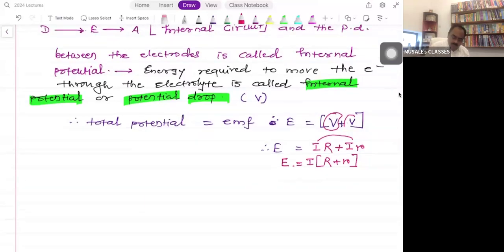V is only I into R, external resistance. Small v is the potential drop. It is I into small r. Write down these things.